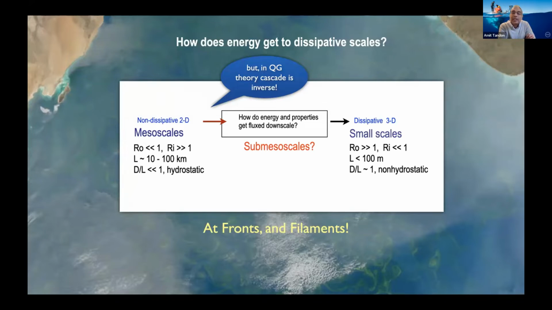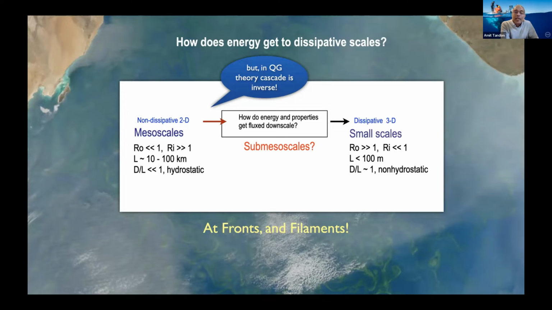The length scales are much less than 100 meters. Typically, we are thinking of Thorpe scales of order 10 meters or so. And then the aspect ratio is order 1. So the fluid flow is certainly non-hydrostatic. And the rotational constraints that arise because of the Earth's rotation are much weaker. So the question is, we know that there is energy dissipation at the smallest scale, but at the QG level, in theory, the cascade is inverse. So how does energy get from these large scales to the dissipative scales?